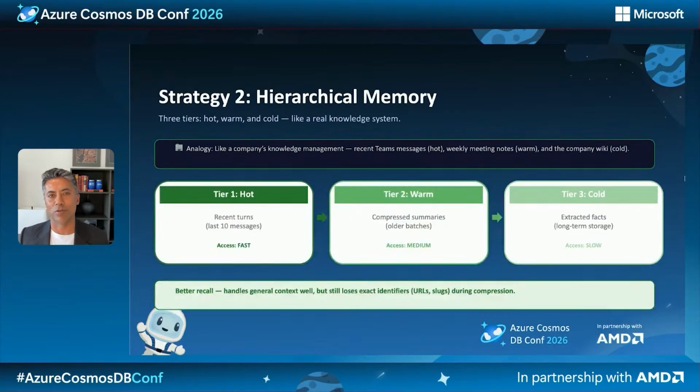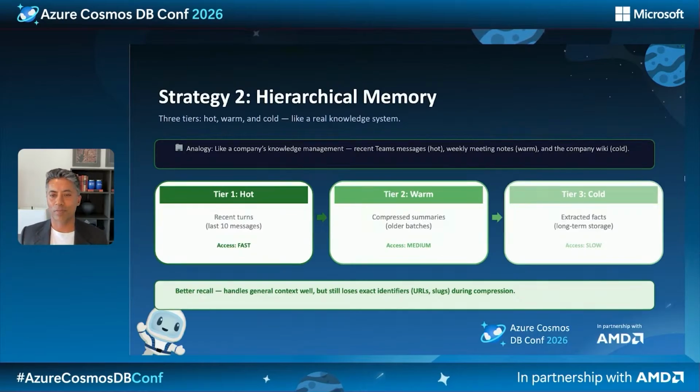And based on that use case, we need to pick the strategy. Strategy 2, hierarchical memory. Think of this as 3 different tiers. The first tier being hot. For example, a company's knowledge management system will have your team's messages as your first tier, and that's part of your conversation, and you want to send them as is, uncompressed.